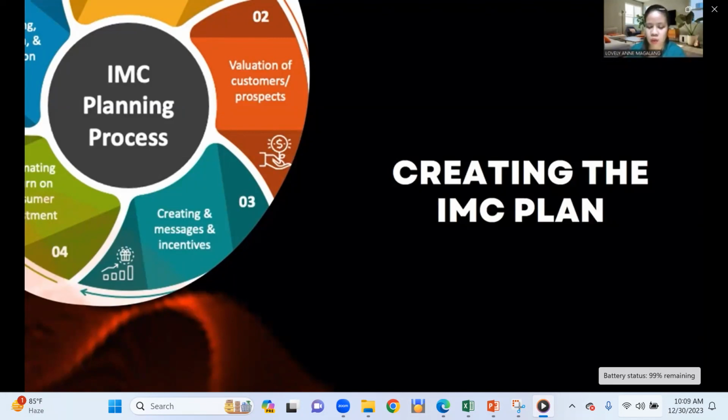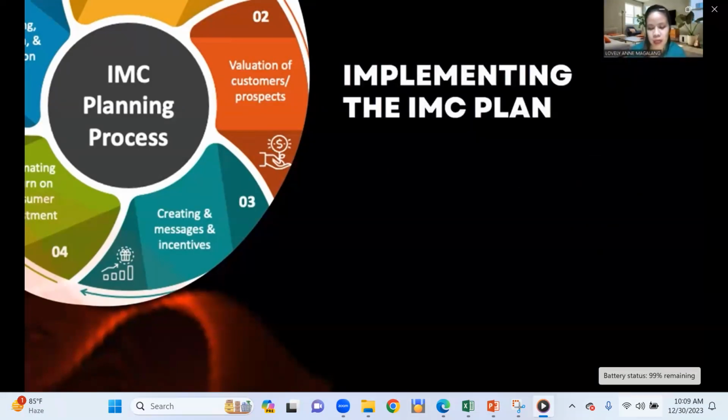And secondly, we have to have a clear understanding of the potential benefit a product can give to customers. So conducting comprehensive research is crucial. Then after creating a plan, we're gonna talk about implementing the IMC plan.